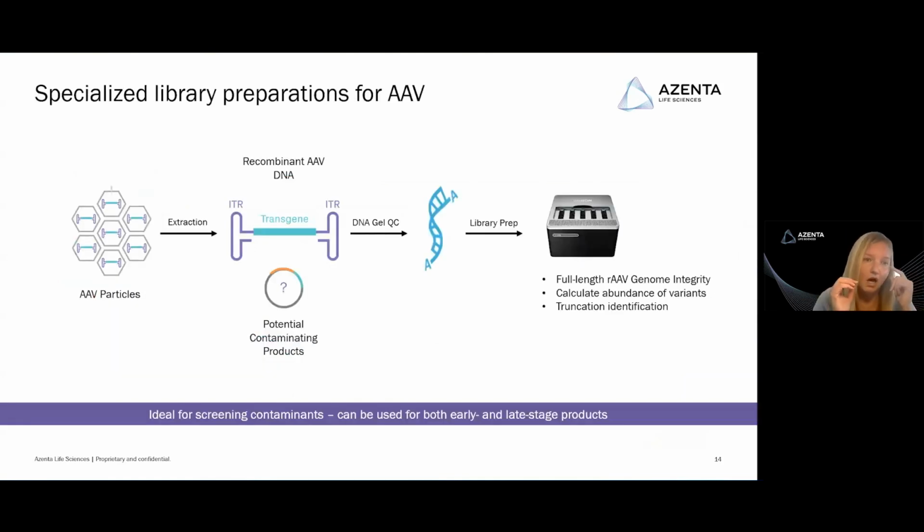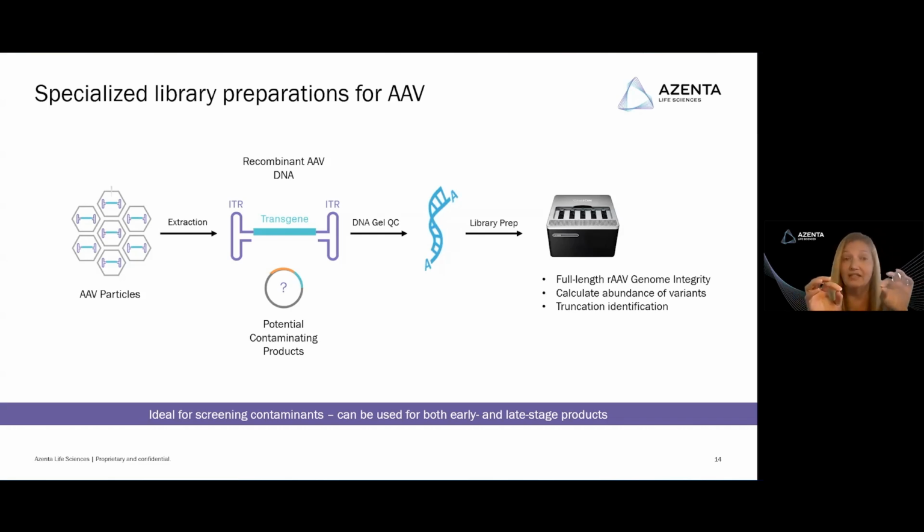So to do this, we're going to take our AAV particles, we're going to extract that DNA, and then we're going to sequence it. Now with this one, unlike with the plasmid sequencing, we're not going to do any fragmentation because I want to keep that DNA intact. Ideally, it is just that recombinant AAV DNA. And we're going to be able to load this onto the Nanopore sequencer and get our direct results.